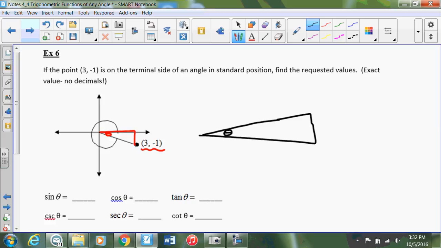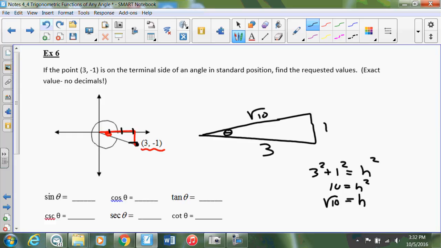So in the triangle that we see, it's over 3, so 1, 2, 3. So my adjacent side will be 3, and it's down 1, so my opposite side will be 1. Once again, we need to do Pythagorean theorem, so we'll have 3 squared plus 1 squared equals hypotenuse squared. So we'll have 9 plus 1 is 10, and so the hypotenuse will be square root of 10. And then we need to remind ourselves that we are in the fourth quadrant.